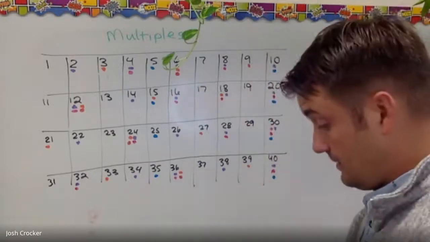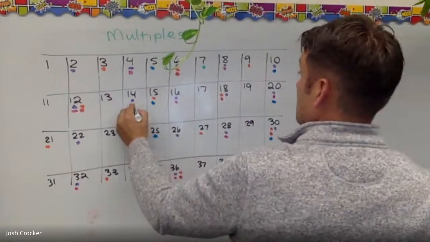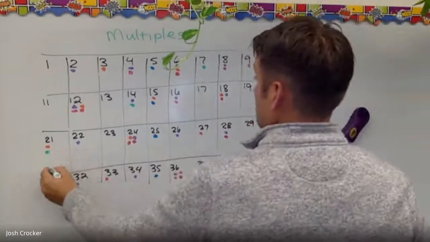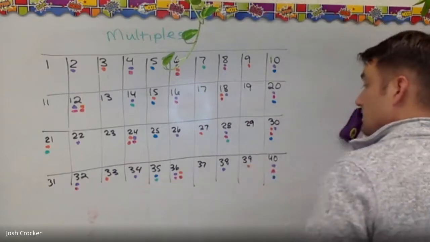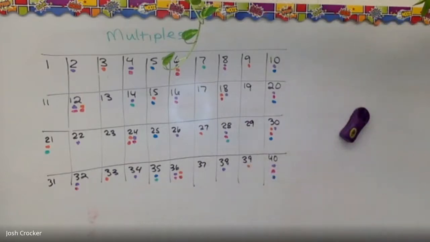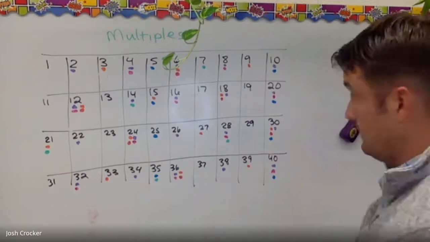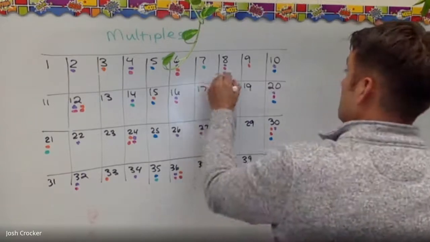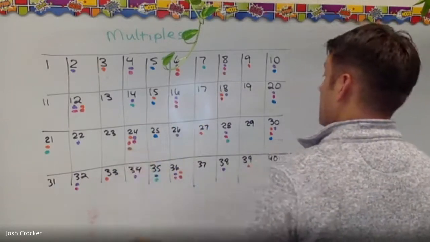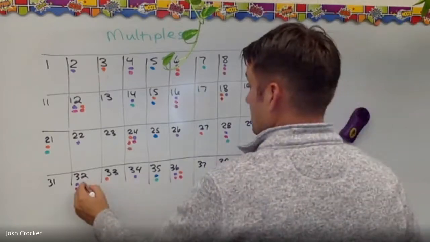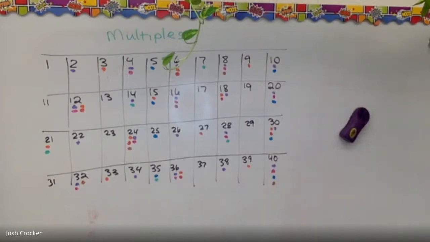Okay, 7s. Let's get 7s. First would be 7, and then 14, 21, 28, 35, and then 42 would be next. Okay. 8s, multiples of 8. 8, 16, 24, add 8 to that, we'll get 32 and 40. Okay.